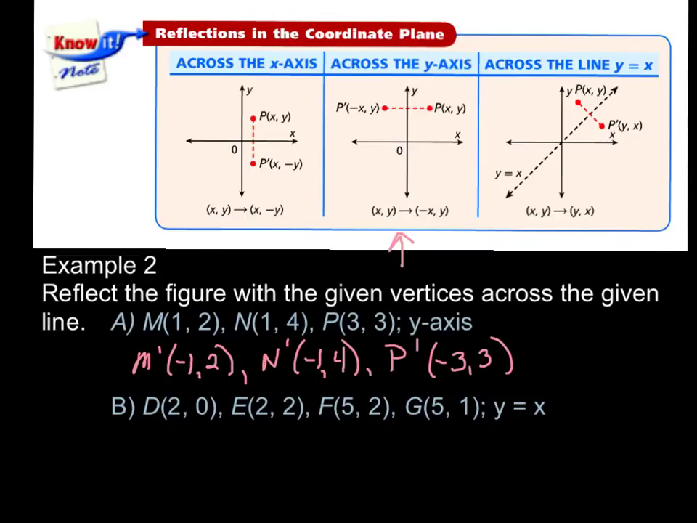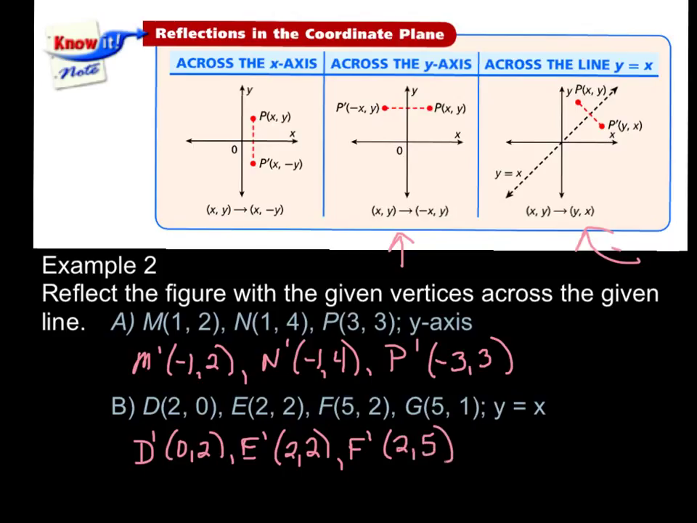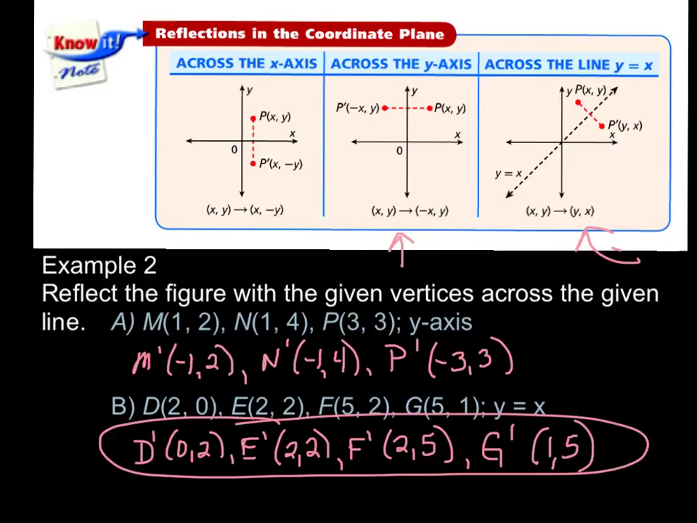We're going to reflect it across y equals x. So according to the chart over here, I'm just going to reverse them. So D prime becomes (0, 2). E prime would remain the same as (2, 2). F becomes F prime, which is (2, 5). And G becomes G prime, which is (1, 5). All I did was reverse the order of the x and y.